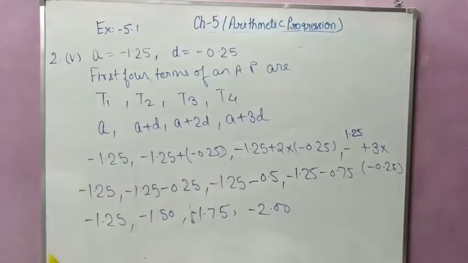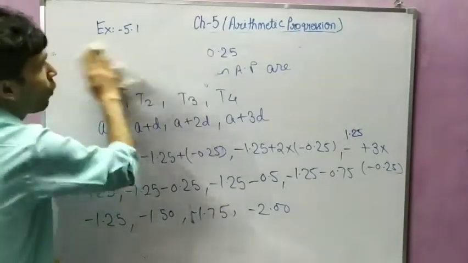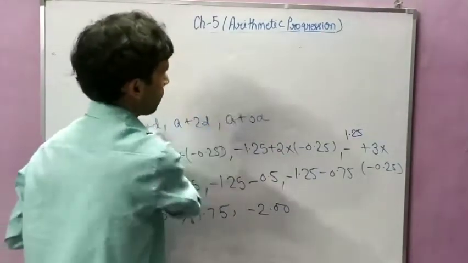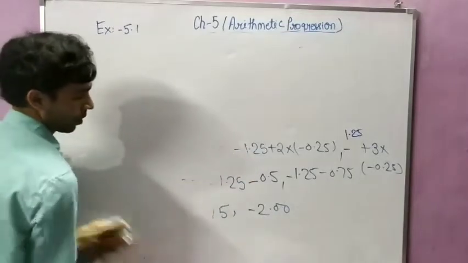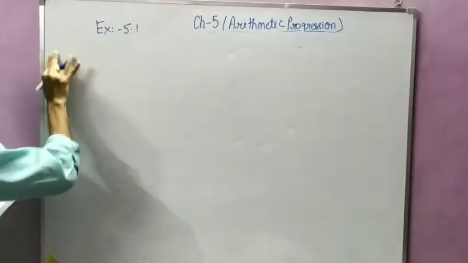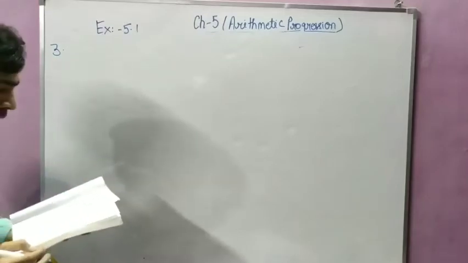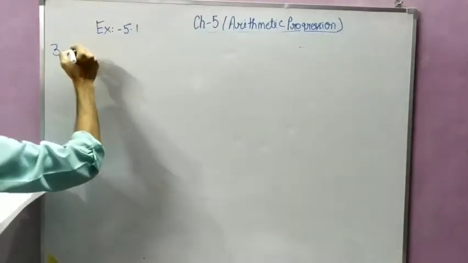So by that way, question number 2 is completed. So I hope you have understood. Okay, so now I am going to start question number 3. All questions are very easy, students. Now question number 3 is what? For the following AP, write first term and common difference.